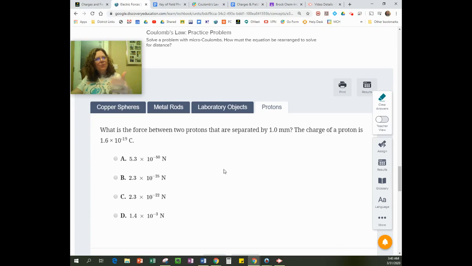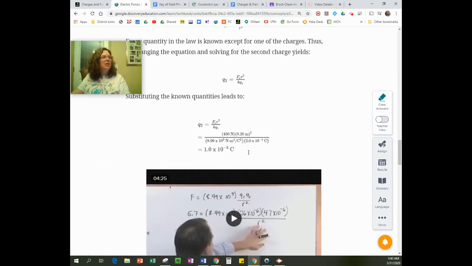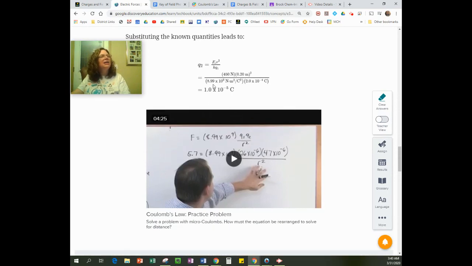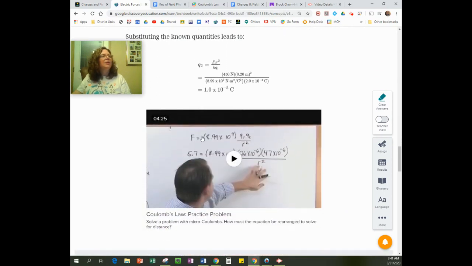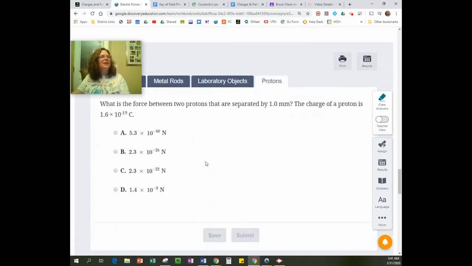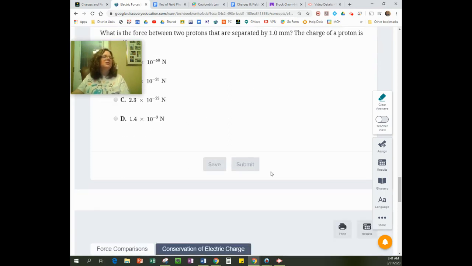So you do these 4 problems, and they're multiple choice. And you need to know this constant. This K right here, that big K, that's a constant. It means that number never changes. And that number is the 8.99 times 10 to the 9th. It's basically 9 times 10 to the 9th. Just use that. It's fine. Use that for K in Coulomb's law. Multiple choice. Submit. It'll tell you if you're right or wrong.